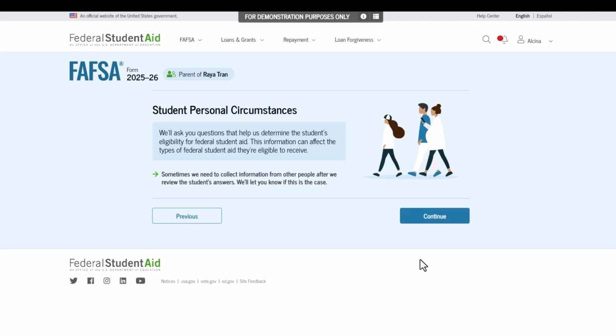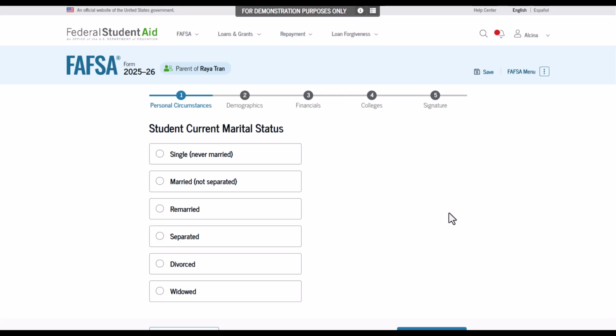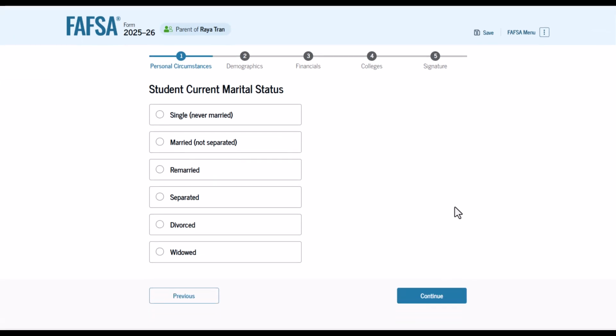We will then enter into the student's personal circumstance questions. In this section, you will be asked questions that will be used to determine the student's eligibility for federal student aid. Let's go ahead and select Continue and move forward. In this first section, you'll be asked the student's current marital status. Okay, so this is asking as of today. For this demonstration, we're going to select Single and Continue.